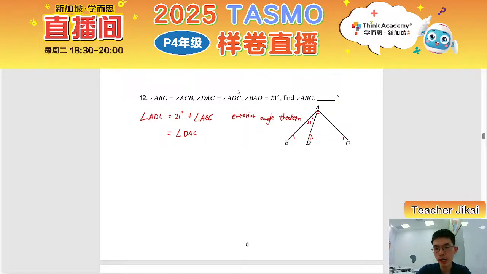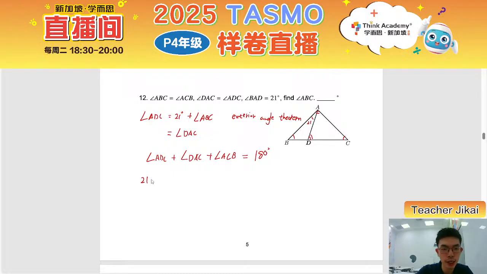Alright, and then we know the angle ADC, we know the angle DAC. How can we make use of it? Yes, we also know ABC equals ACB. So if we use these 2 angles combined with C, they are the 3 interior angles inside a triangle. So what is the sum? The sum of the 3 interior angles inside a triangle is always 180. So ADC plus DAC plus angle ACB will be equal to 180 here.